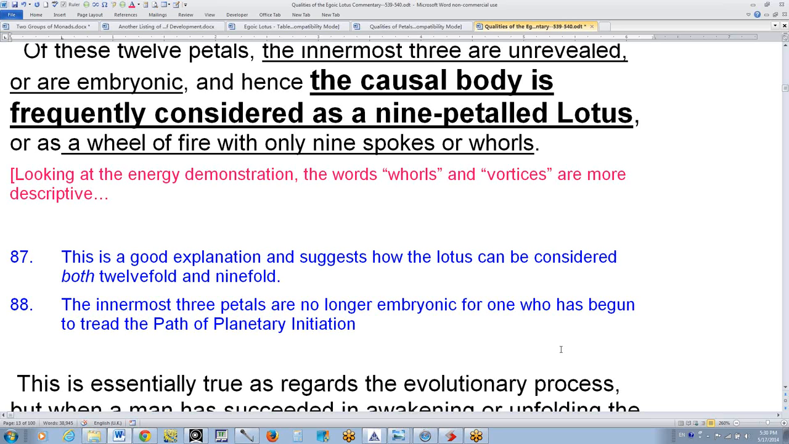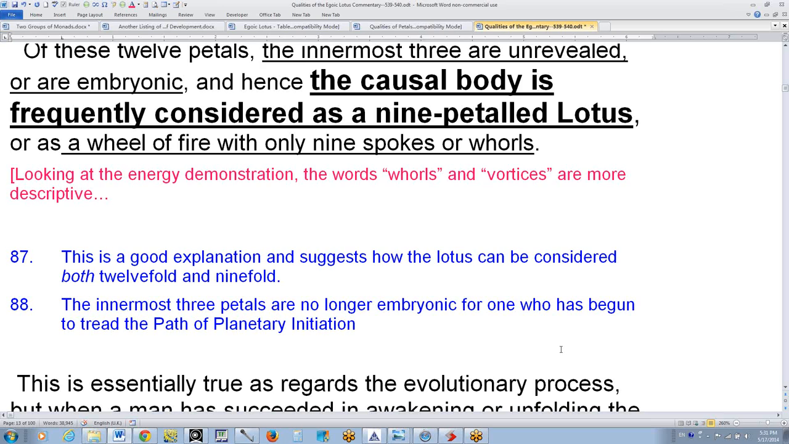We can say, however, that these 3 innermost petals are no longer embryonic for one who has begun to tread the path of planetary initiation. Even at the first initiation, we're told that one of the synthesis petals, I suppose associated with knowledge, begins to unfold. And at the second initiation, the second, and presumably at the third, the third. So there is activity there. For most people, no, maybe, but for those who are actually treading the path of initiation, yes.